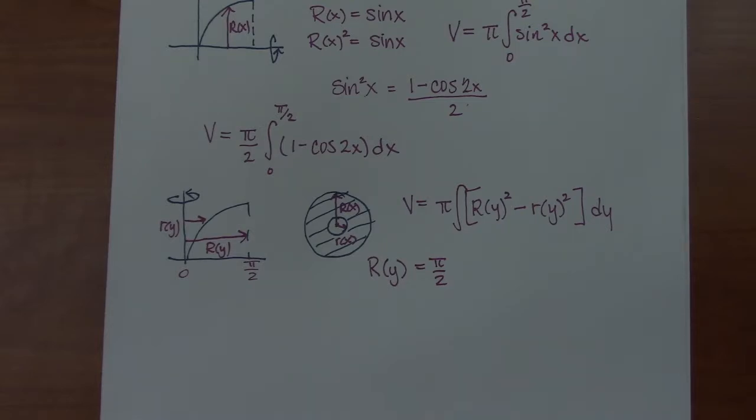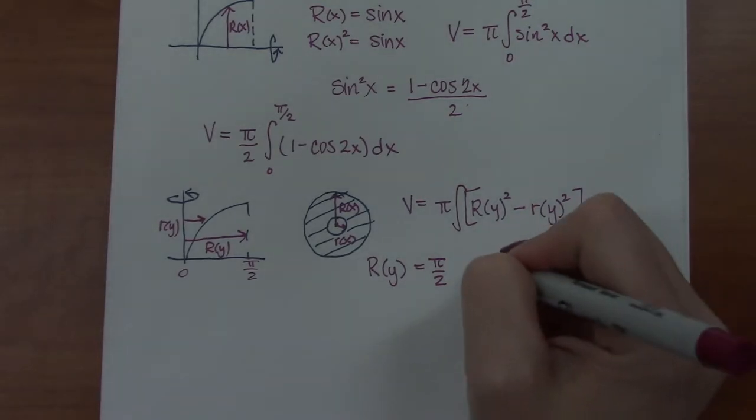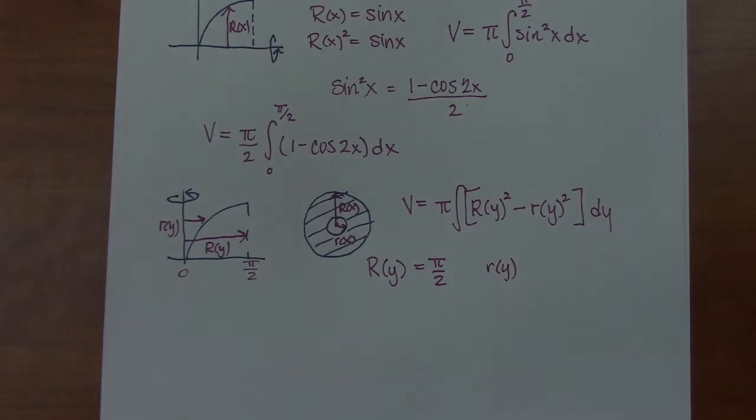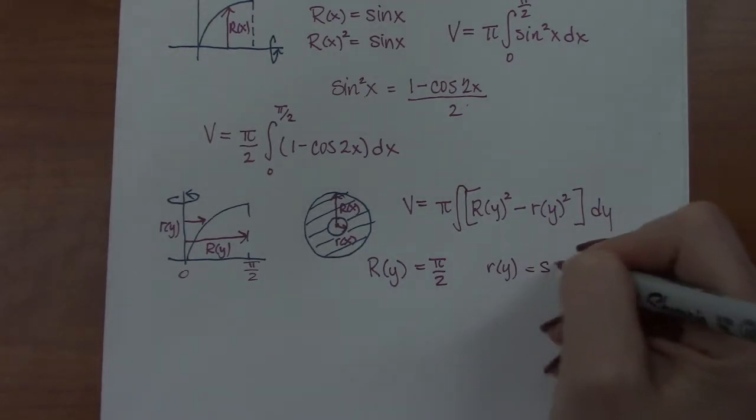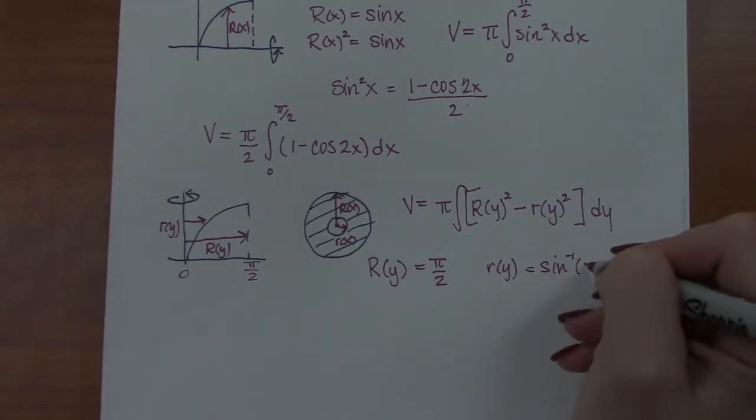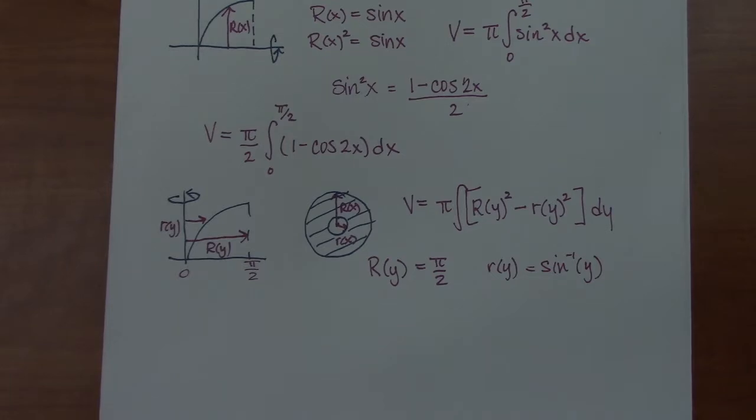But little r of y is going to the function, and so in order to write this, you can't use sine of y. This isn't sine of y, this was sine of x. So if you simply solve y equals sine of x for x, you now have a function of y. So this would be arc sine of y. You just take the inverse sine of both sides.